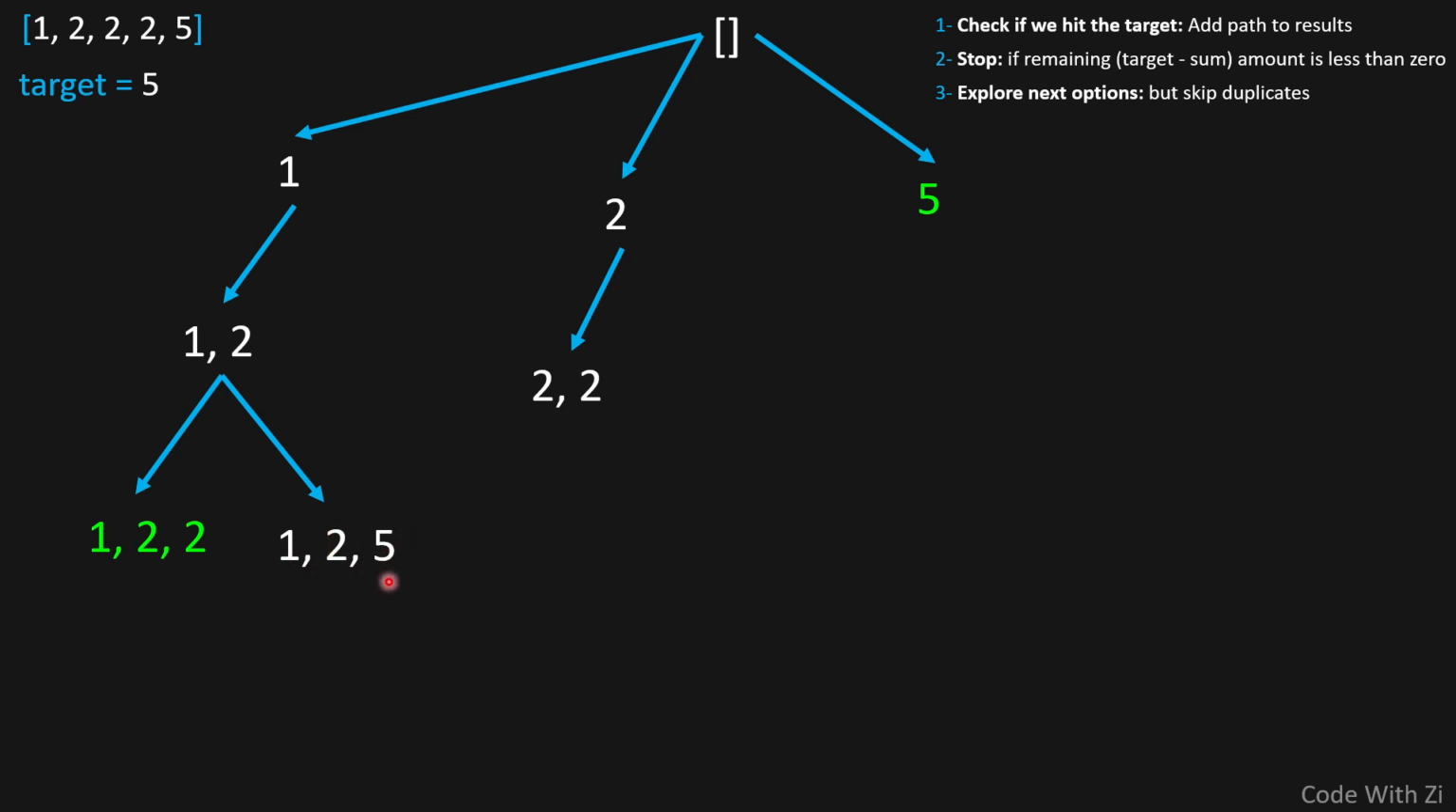No, really. And then we're gonna be like, all right, is target minus 8, which is the sum of our numbers here, negative? Well, yeah, 5 minus 8 is gonna be a negative number. So we're gonna stop and we're gonna ignore this entirely.